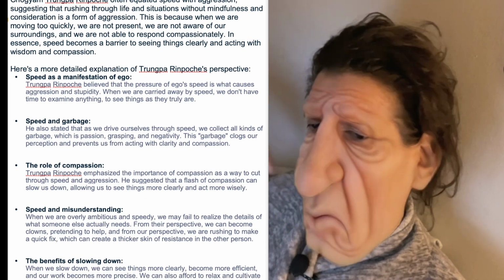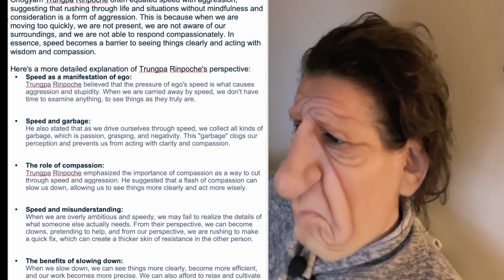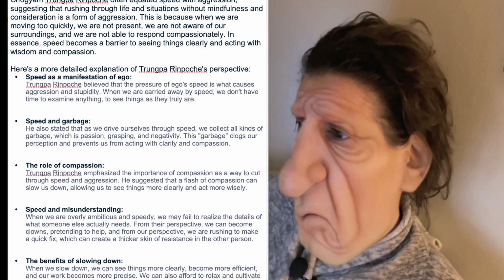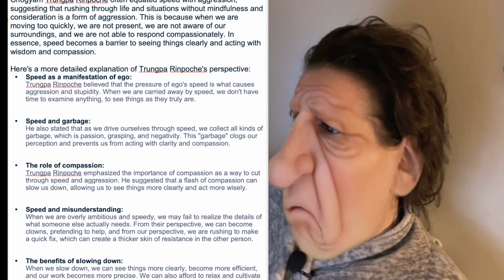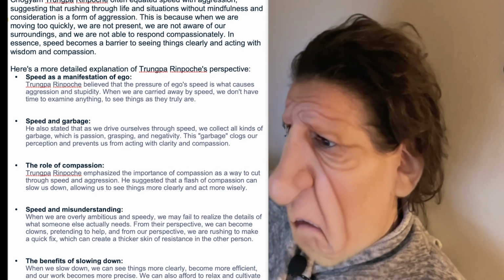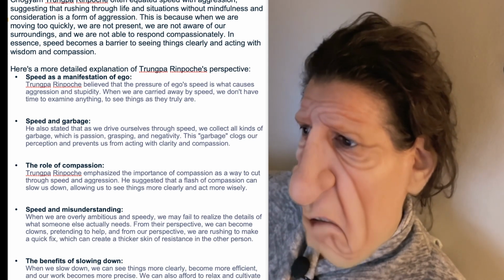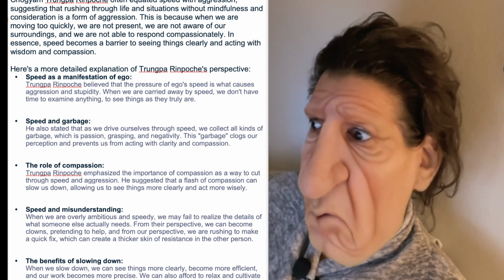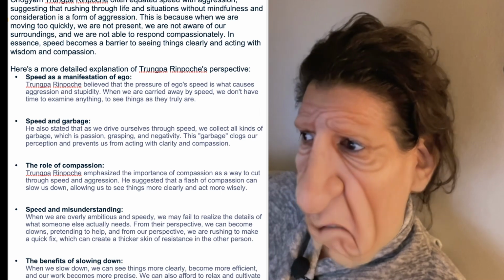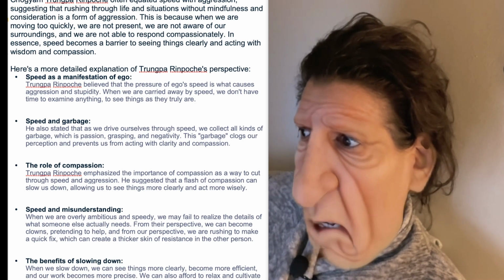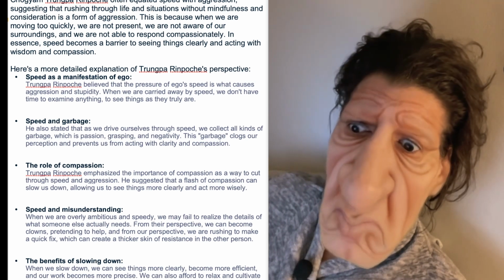But anyway, he wrote or taught extensively on speed and aggression. Chogyam Trungpa Rinpoche often equated speed with aggression, suggesting that rushing through life and situations without mindfulness and consideration is a form of aggression. This is because when we are moving too quickly, we are not present, we are not aware of our surroundings, and we are not able to respond compassionately. Ooh, snap.